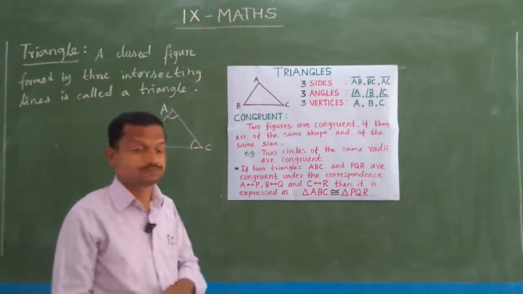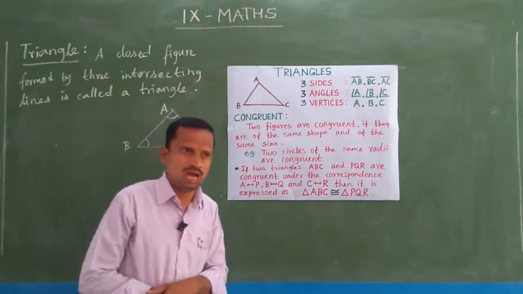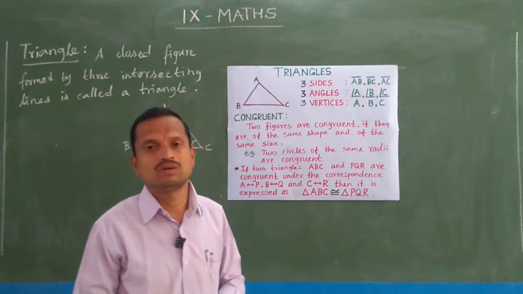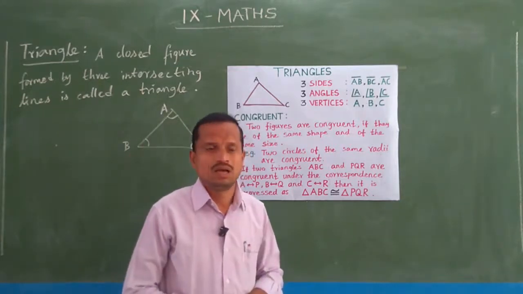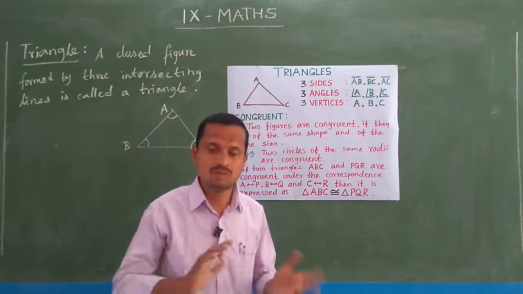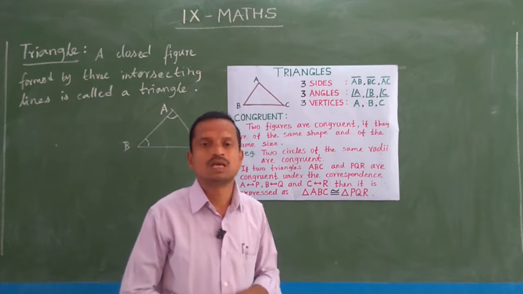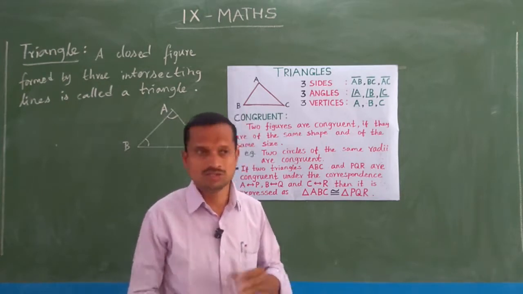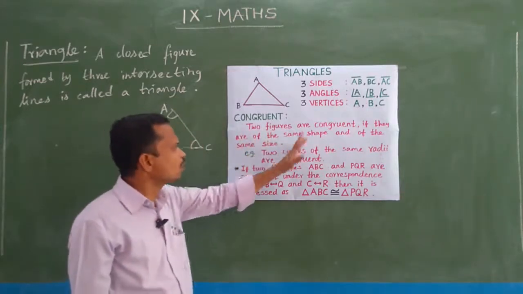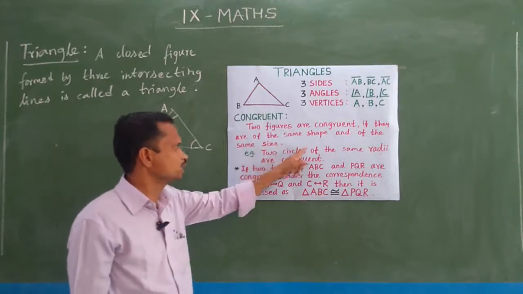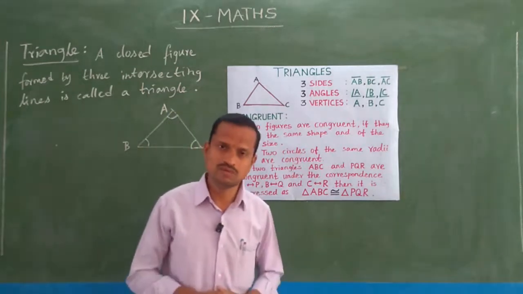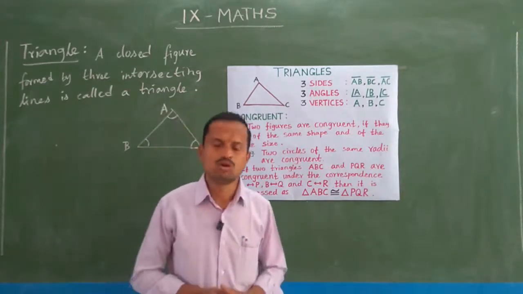Congruent. After knowing what a triangle is, in this chapter we are going to see what congruent means. Congruent means you consider two triangles, compare their sides and angles, and then say whether they are congruent or not. First of all, what is congruent? Two figures are congruent if they are of the same shape and of the same size. The shape and size should be the same, then we can say the shapes are congruent.